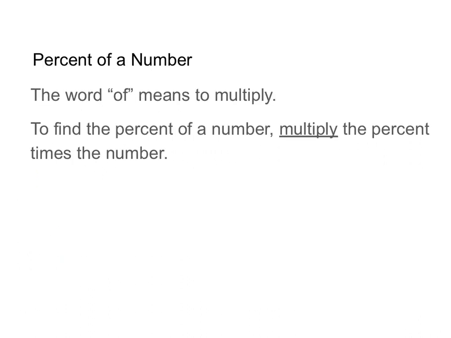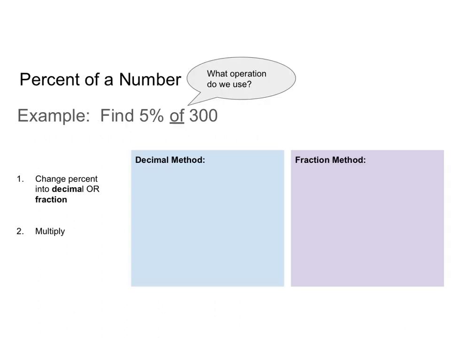So now we need to find the percent of a number. The word of right here, when it says percent of a number, it means to multiply in this case. So to find the percent of a number, multiply the percent times that number. Okay, so let's go ahead and get into an example. So here's my example. I have 5% of 300. Well, what operation do we use if we're using this of? It's going to be multiplication.